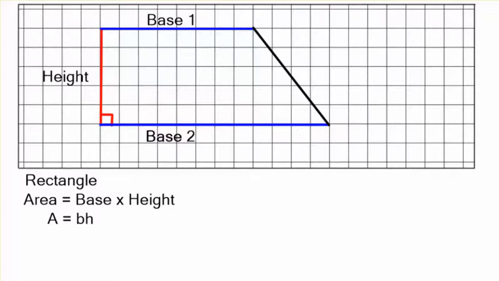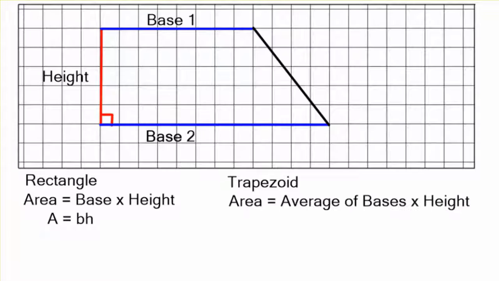So we think of it as two bases, base 1 and base 2. We're going to call them base sub 1 and base sub 2. So for the area of a trapezoid, we're going to take the average of those bases and multiply that times the height. Base sub 1 plus base sub 2, divided by 2. That's the average times the height. Let's go ahead and use this formula.